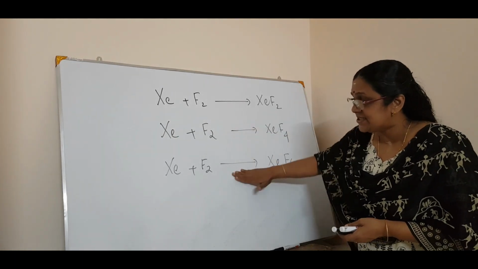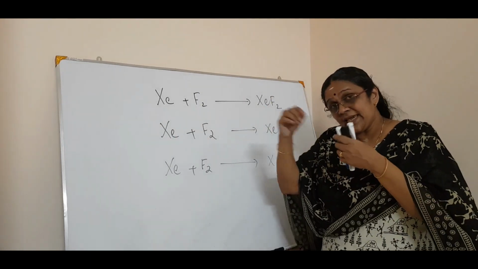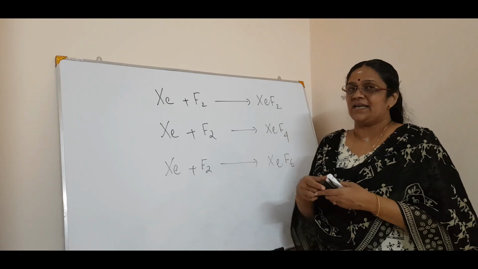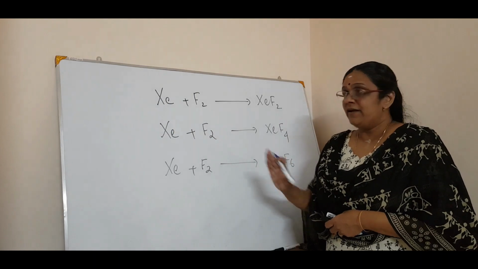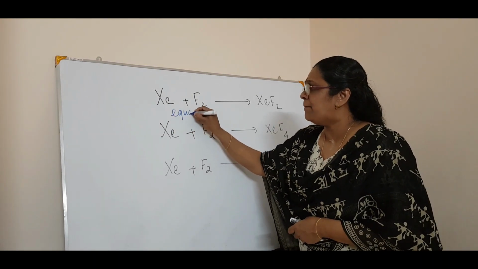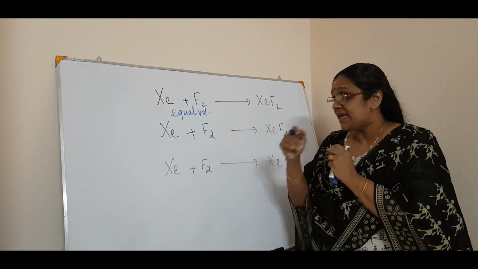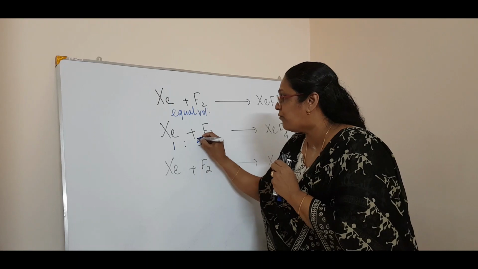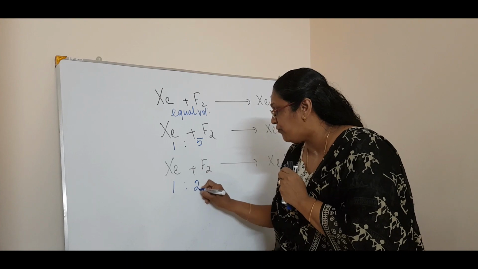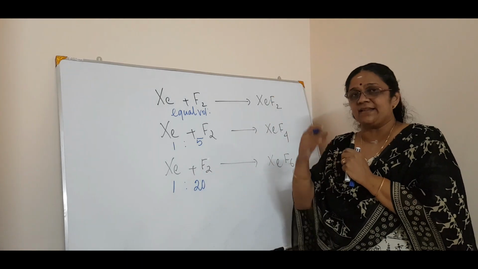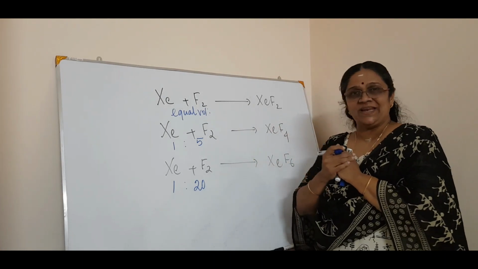Now there are certain conditions here that you have to study. That is why I told you, just write like this, make a comparison and study, or connect and study. I will tell you how it goes. Xenon and fluorine: first, you can remember, in equal volumes. First equation, equal volume. Second equation, it will have a ratio of 1:5. Third, it has a ratio of 1:20. Just study like that: equal volume, 1:5 and 1:20.